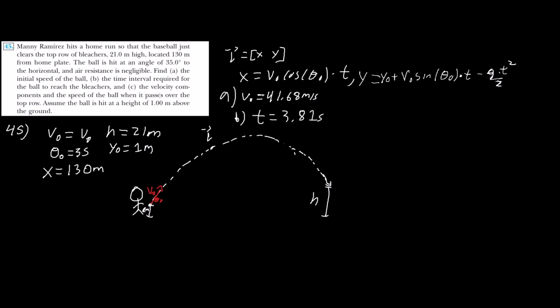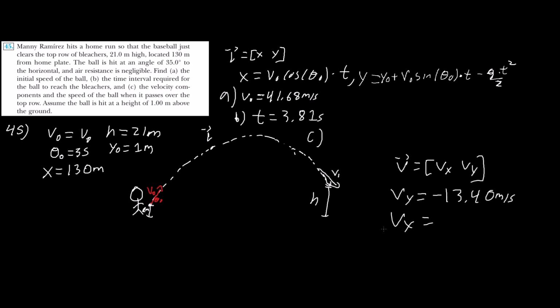All right, the velocity components of the ball when it passes over the top row. Let's answer part C. Vx is just going to be v cosine of theta. I think it's asking for the velocity components. Okay, so that's going to be 34.15 meters per second, I'm going to round it there.